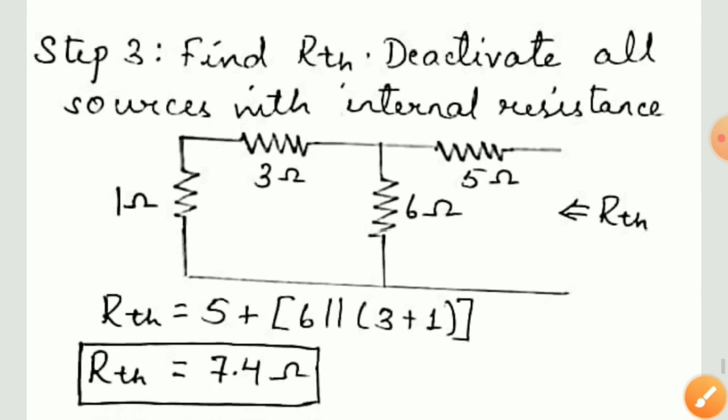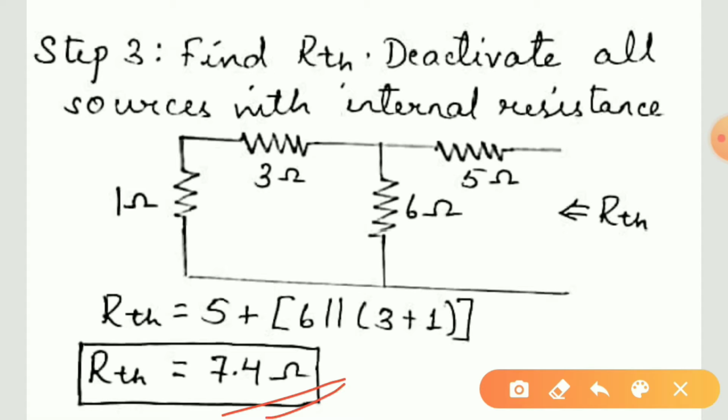Step 3 is similar to that of Thevenin's theorem. We need to find RTh, which is obtained by replacing all sources with its internal resistances, and we get RTh by solving series and parallel resistance arrangement. We obtain RTh as 7.4 ohm.